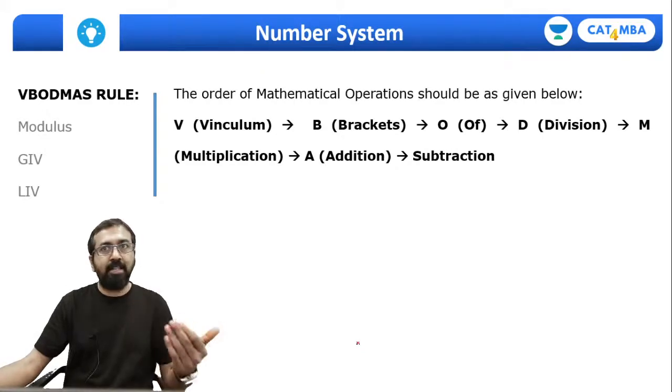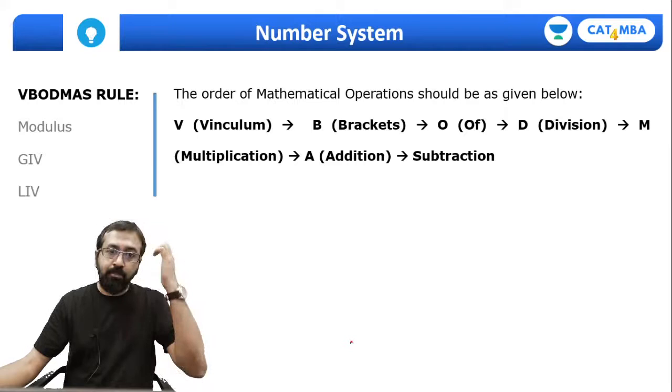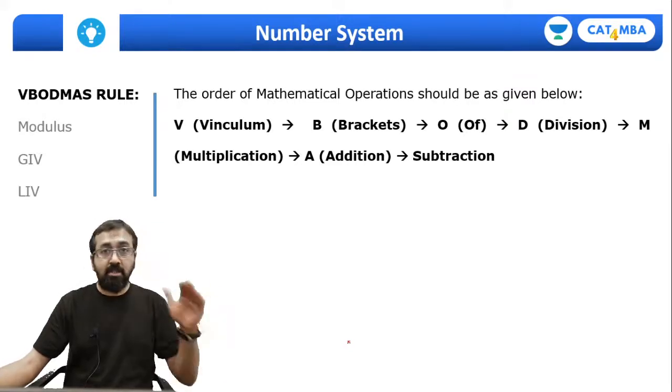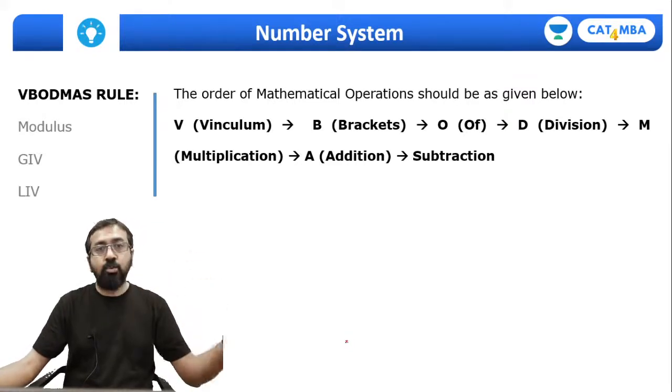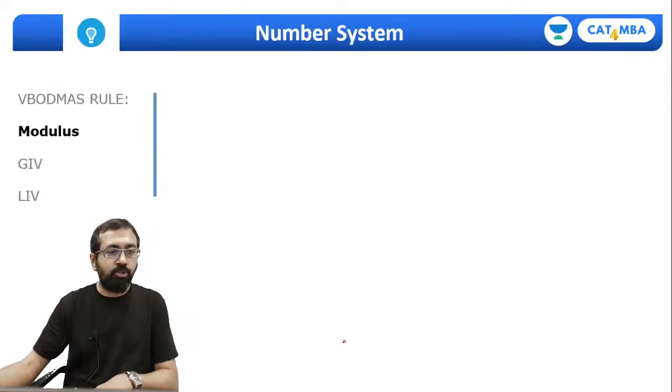You apply the mathematical operators in a particular order, and that's nothing but the BODMAS rule, right? So first vinculum, that means the bar has to be cleared, then you solve the brackets, then you use "of", meaning multiplication, then division, again multiplication, addition and subtraction. So this is the order in which mathematical operators are applied or used.